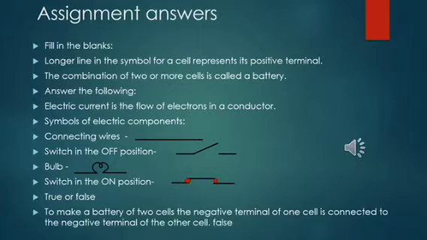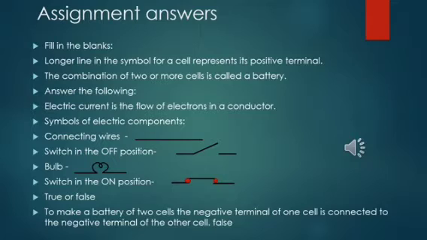Symbols of electric components, which we studied in the last session. So children, you need to know how to draw these symbols. Please learn it and practice drawing. Connecting wires, you have just a simple line there. Switch in the off position, bulb, and switch in the on position.